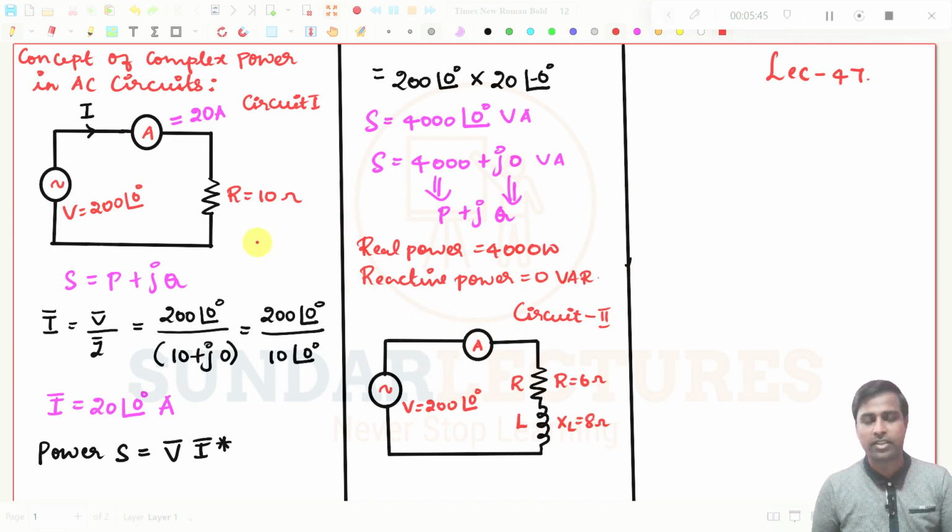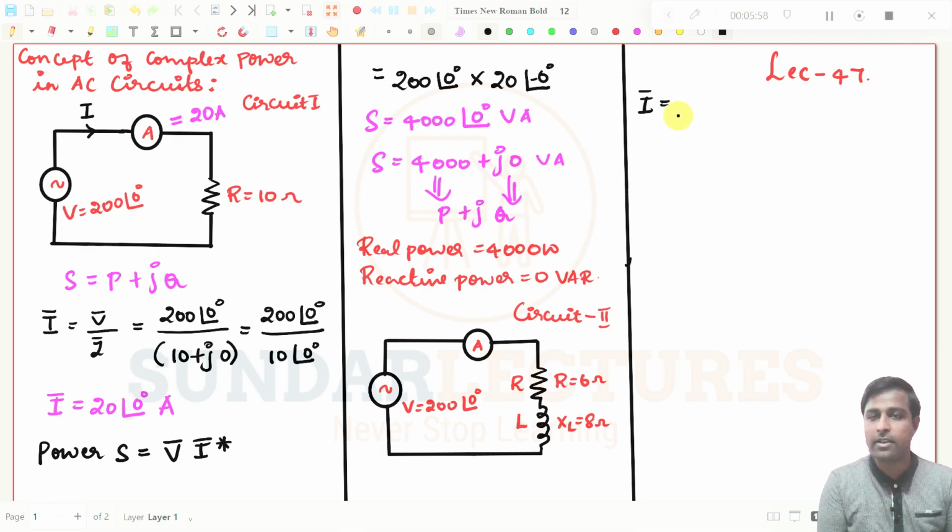We need to find what is the current flowing in this circuit and what is the power in this particular circuit. For that, first we need to find the current in the circuit. So what is the formula for current? The phasor I is equal to V bar divided by Z bar.